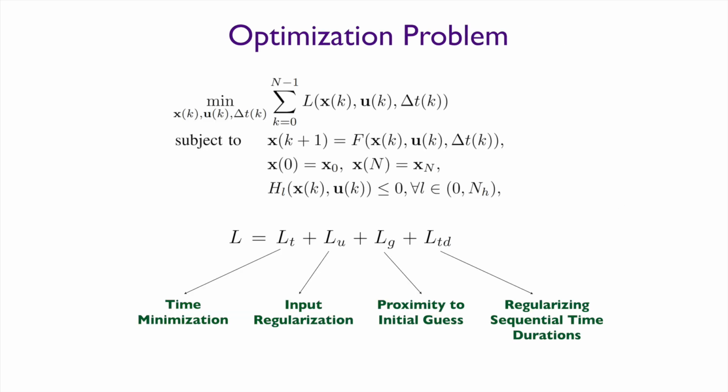We formulate our optimization problem using a model predictive control approach. Specifically, we minimize the cost function L, subject to system dynamics F, initial and final constraints, and the polytopic collision constraints described earlier. We define the cost function as the sum of four terms: a term that minimizes time, a term that regularizes the input, a term that penalizes deviations from the initial guess, and finally, a term that discourages large changes in subsequent time step durations.